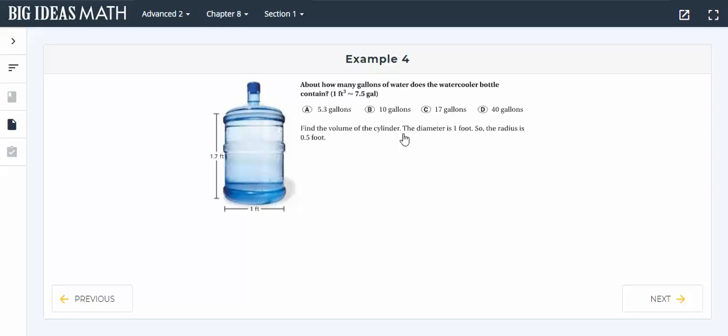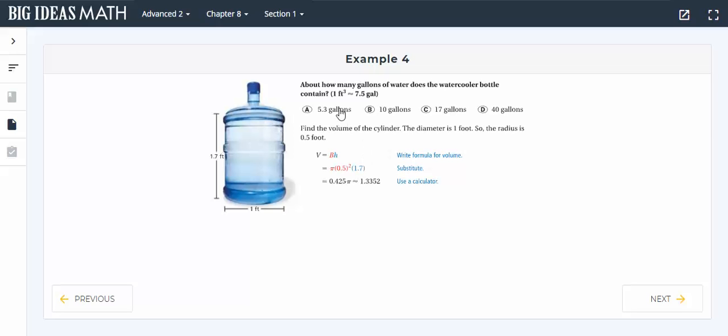So if we're doing that, the diameter is 1 foot, so the radius is a half of a foot. So you've got your base times your height, so it's a half foot squared times pi times the height, 1.7. So you do the math of 0.5 times 0.5 times 1.7, and you get this. And then you take it times pi, and this is the number.